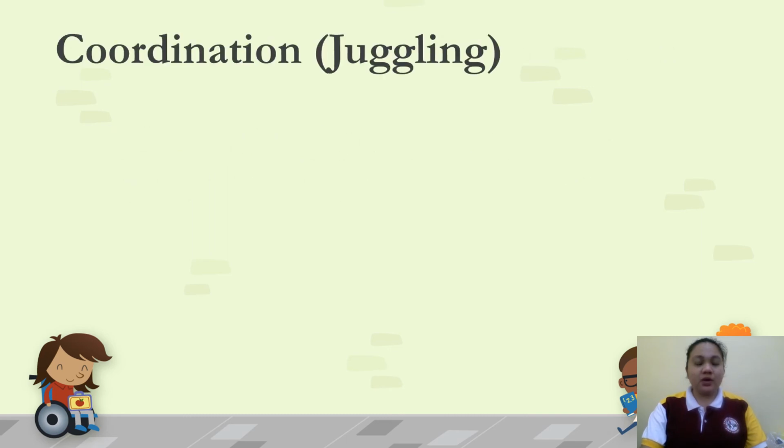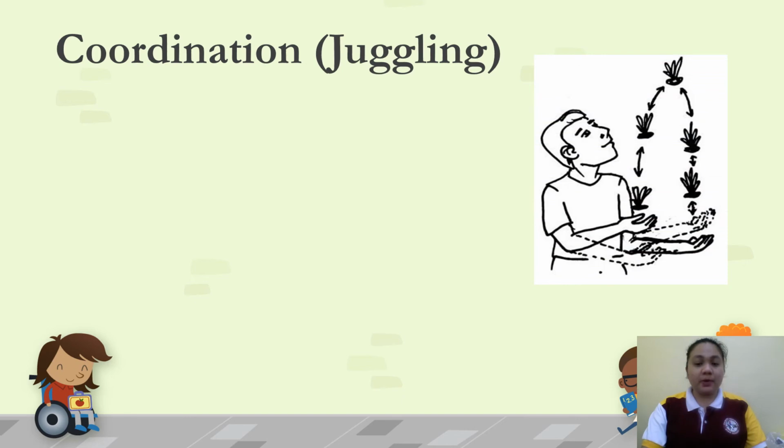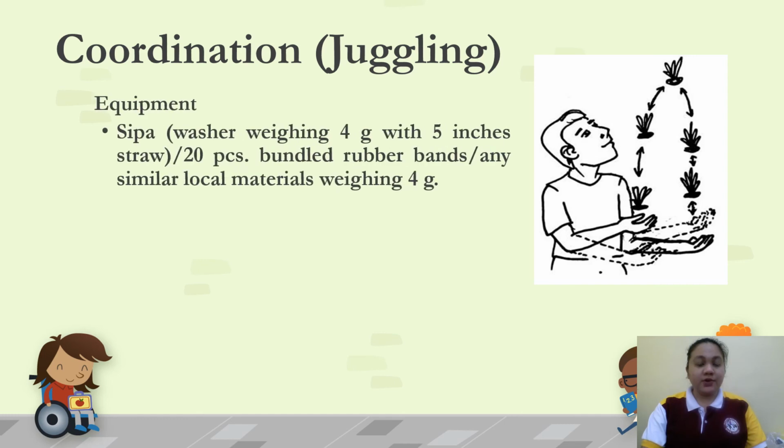Okay, next we have coordination. Okay, so coordination refers to the ability to use the senses with the body parts to perform motor tasks smoothly and accurately. So here we make use of juggling, which measures the coordination of the eye and the hand. Okay, so this is the proper way of doing juggling. For the equipment, we can use SIPA or 20 pieces bundled rubber bands, or kung hindi pa rin available, any similar local material weighing 4 grams.